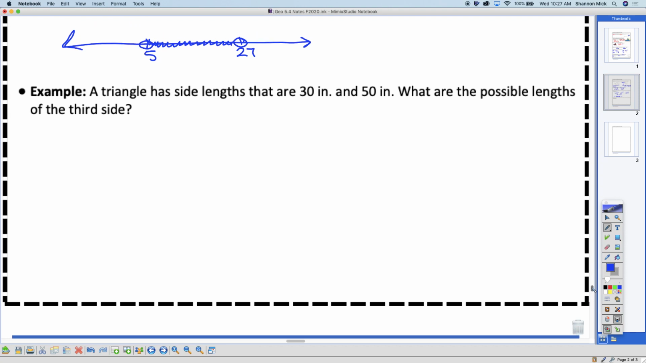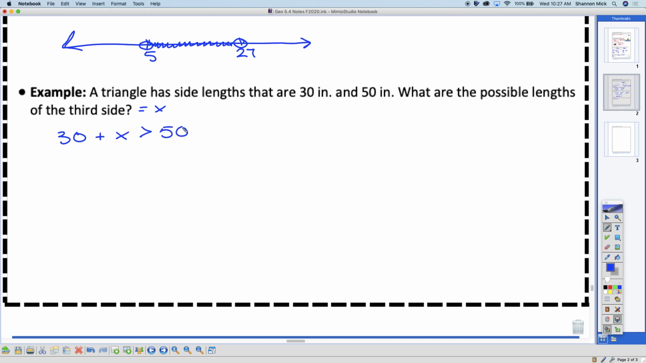Okay, so we have a triangle now with 30 inches and 50 inches. So I have to set up how many inequalities? 3. Always start with the smaller one, it's easier that way. So again, the third side, we're going to make it equal to x. So 30 plus x has to be bigger than what? 50. What's my next one? 50 plus x bigger than 30. And 50 plus 30 has to be bigger than x. So you do it.